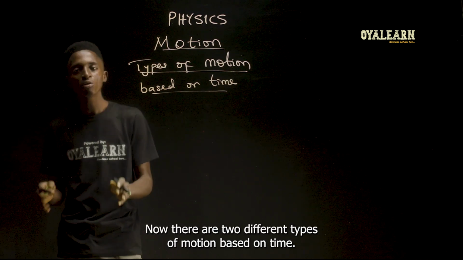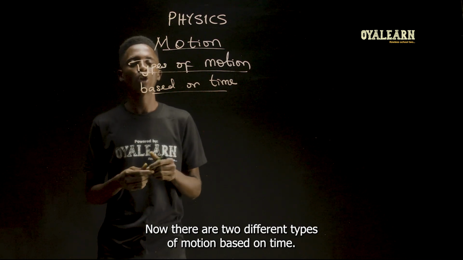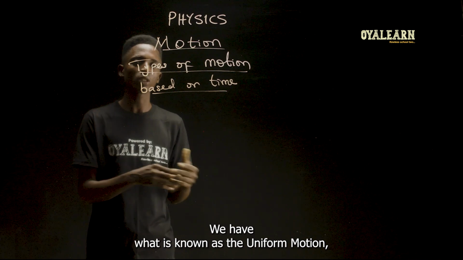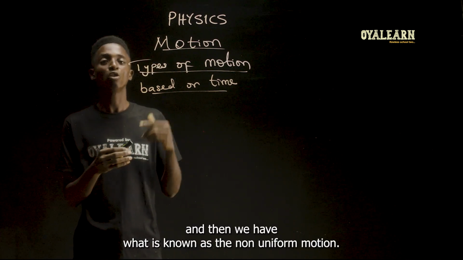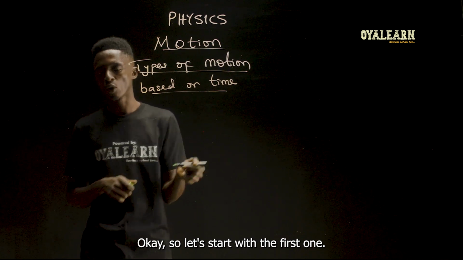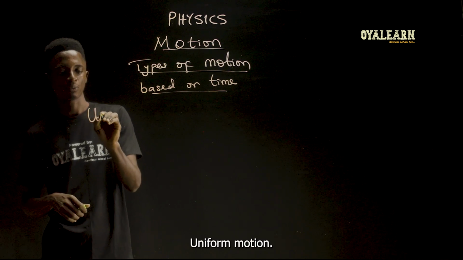Now, there are two different types of motion based on time. We have what is known as uniform motion, and then we have what is known as non-uniform motion. So let's start with the first one, uniform motion.